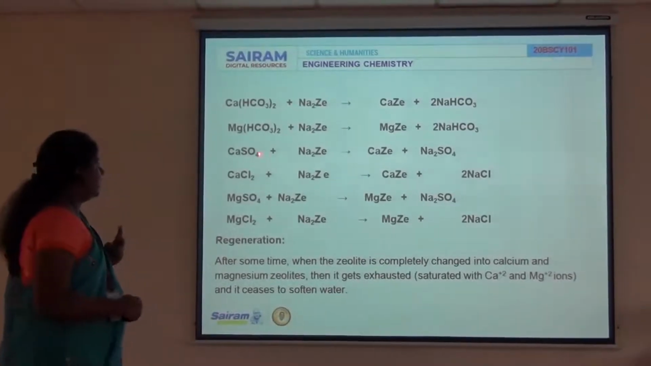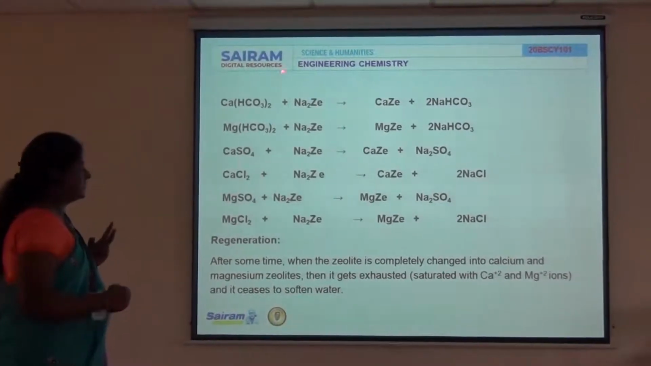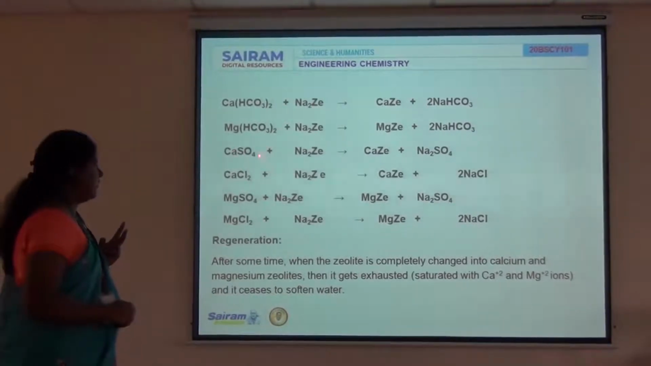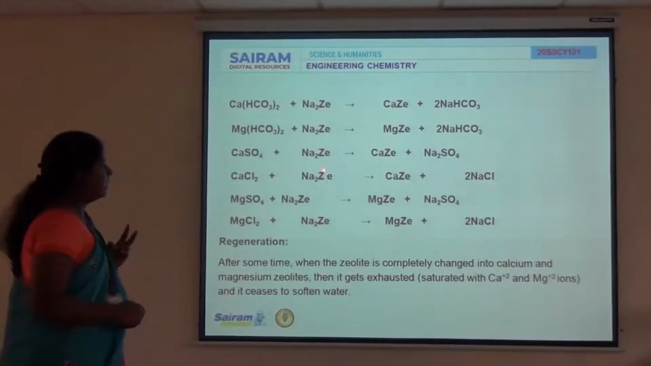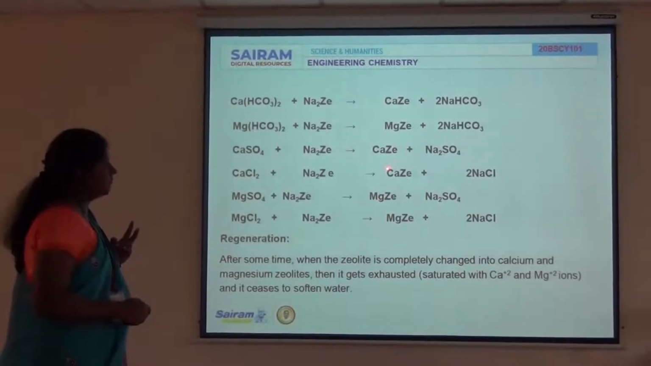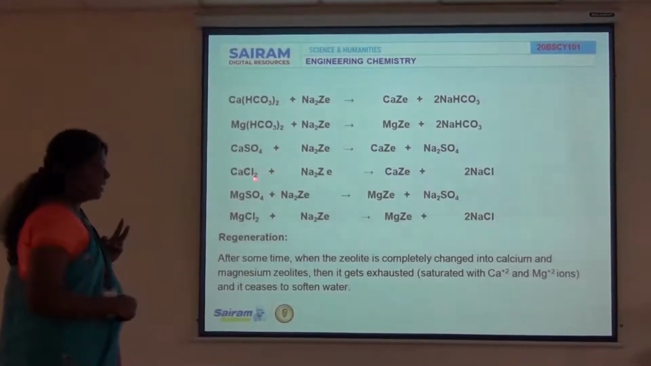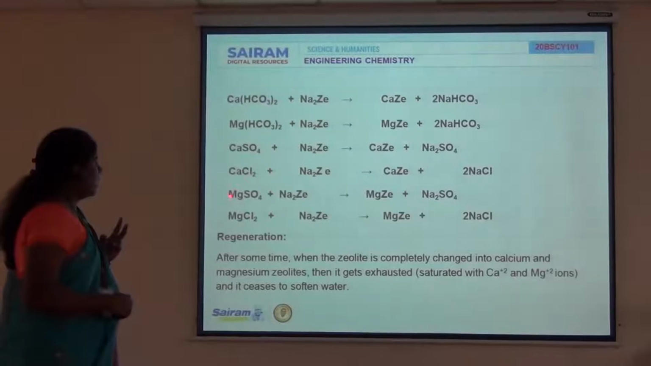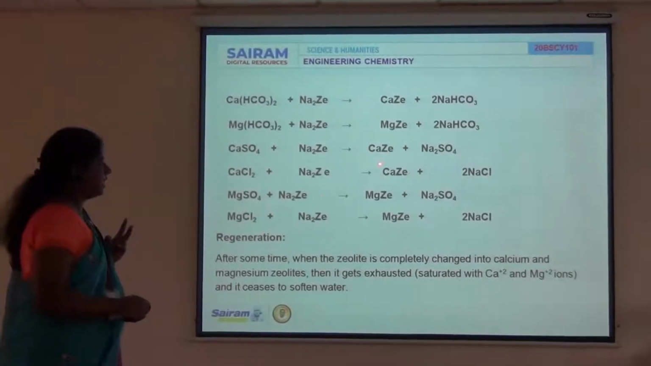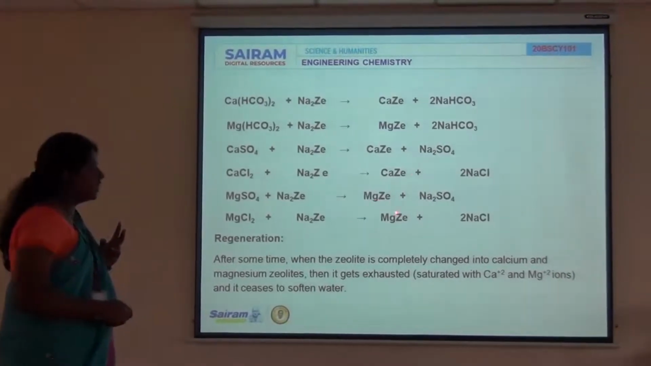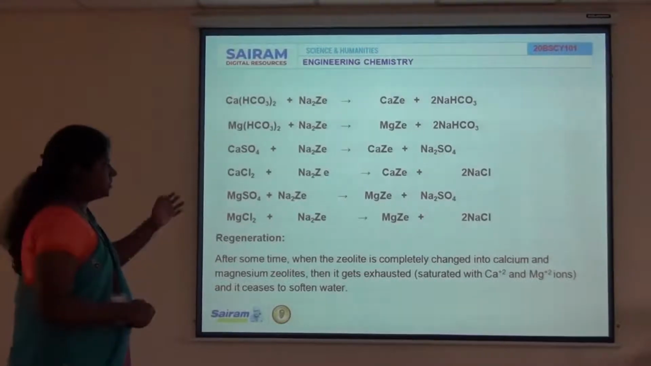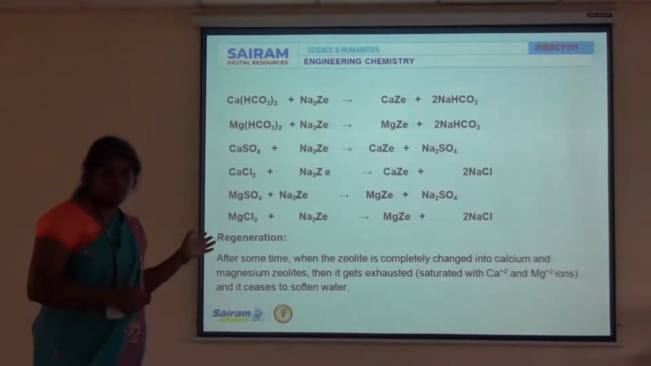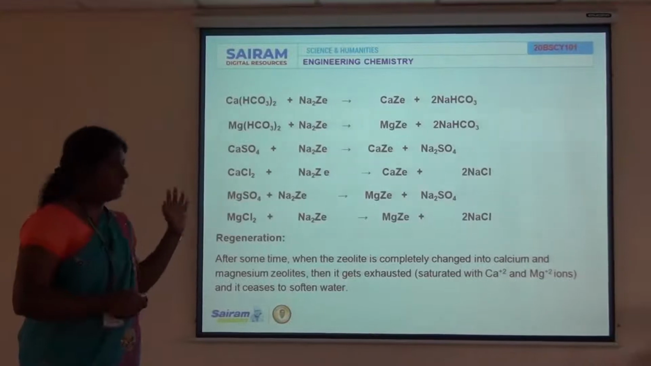Similarly, these reactions have the same mechanism. Calcium sulfate reacts with sodium zeolite, and the calcium is removed from the water. Similarly, the calcium from calcium chloride and the magnesium from magnesium sulfate and magnesium chloride are removed. This is how we remove the hardness present in water.